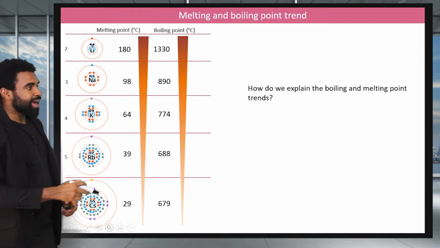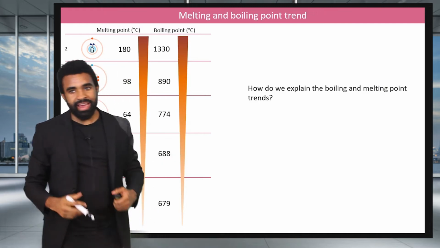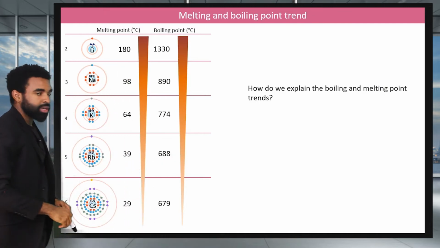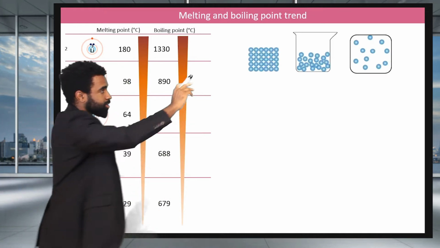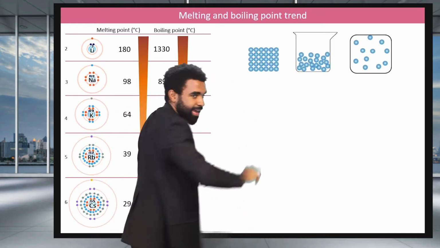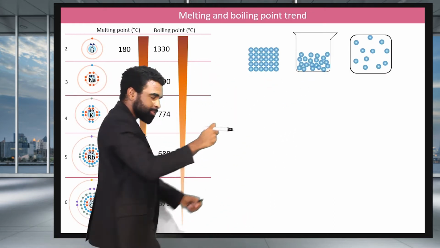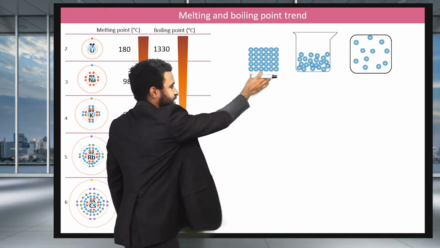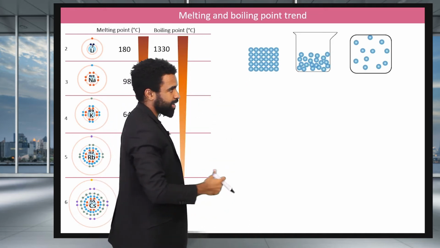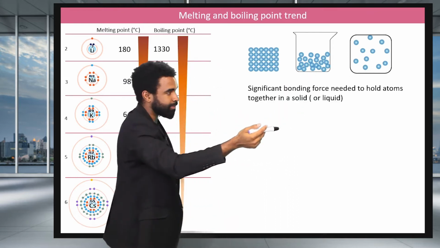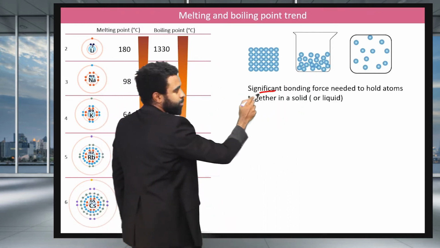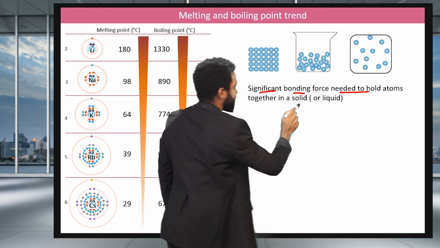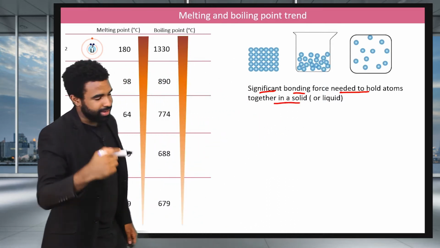Let's look now at how we can explain the boiling and the melting point trends. If we consider what it means for something to be a solid, a liquid, and a gas, when it's a solid, there must be some kind of force holding those atoms together for it to stay in this kind of nice lattice. Okay, and in a liquid as well, but slightly less. So I write that significant bonding force is needed to hold atoms together in a solid or in a liquid.